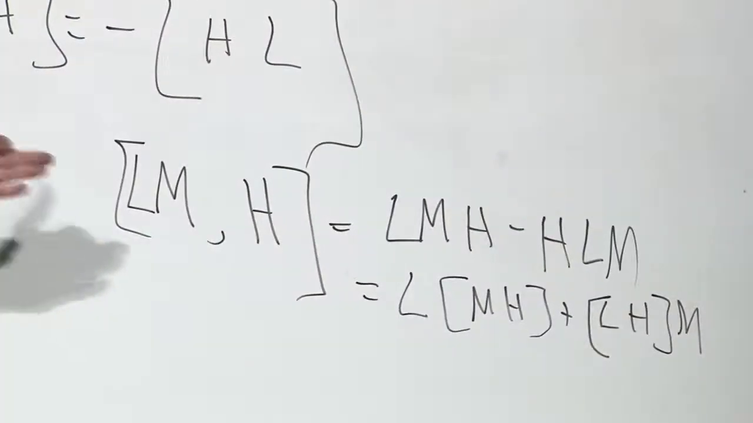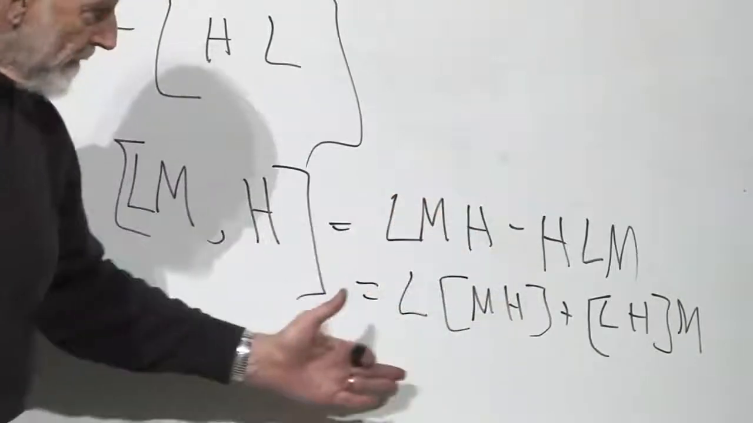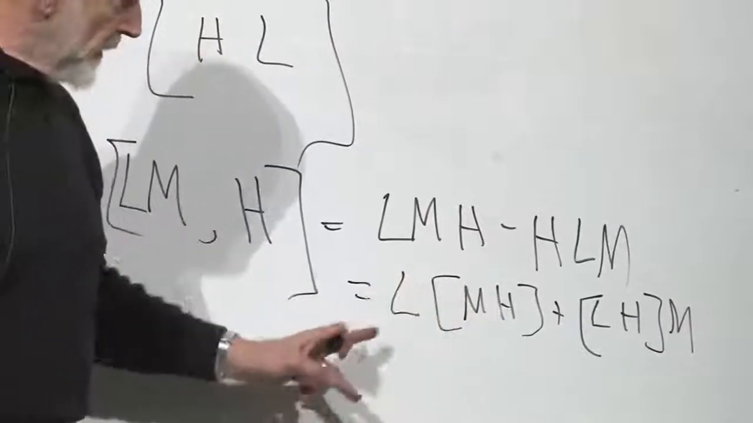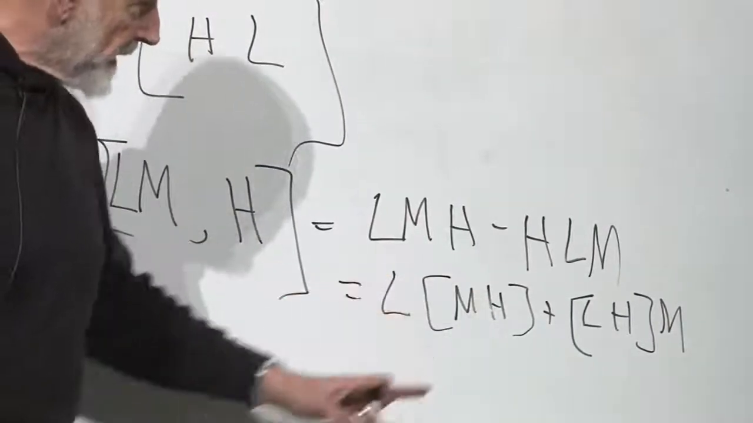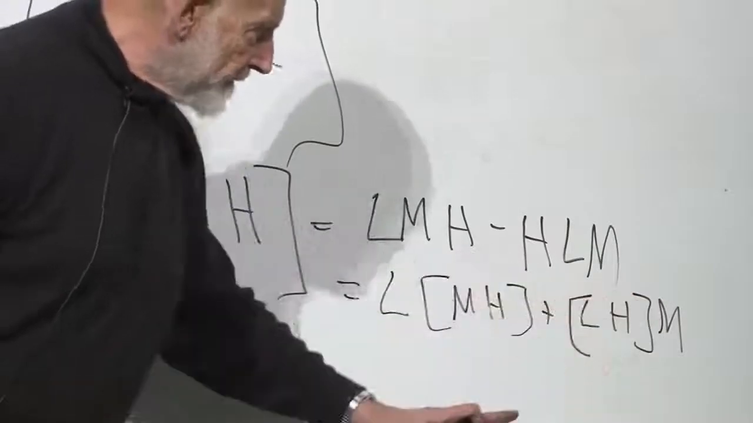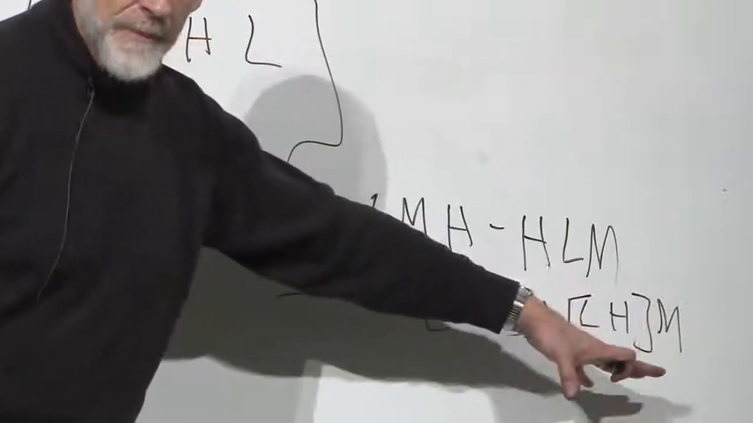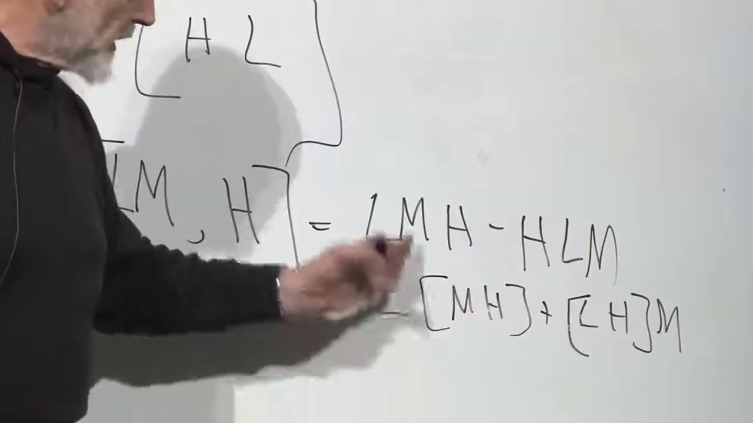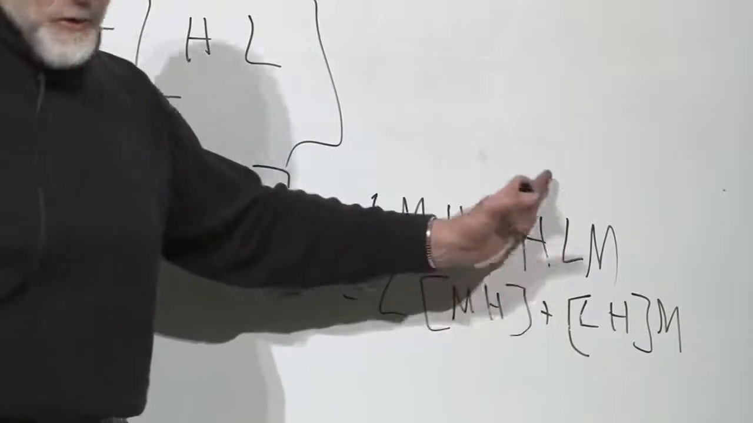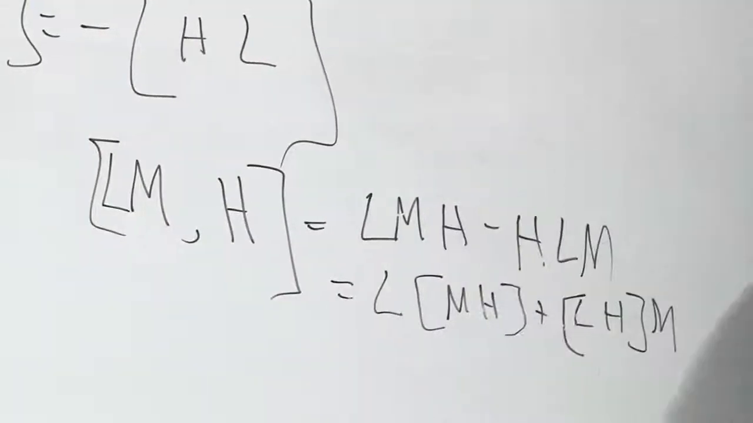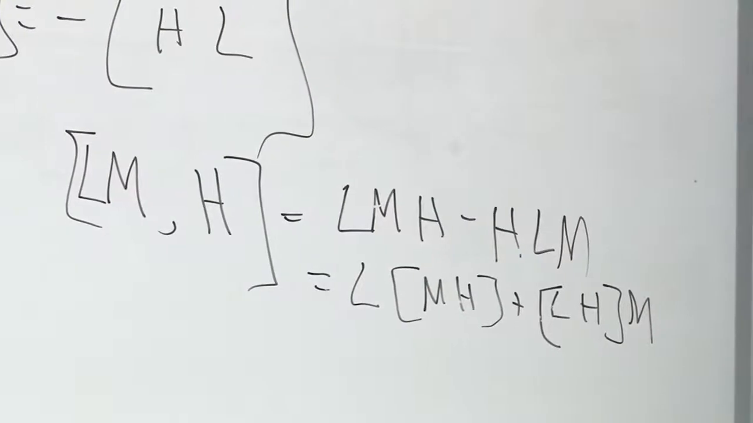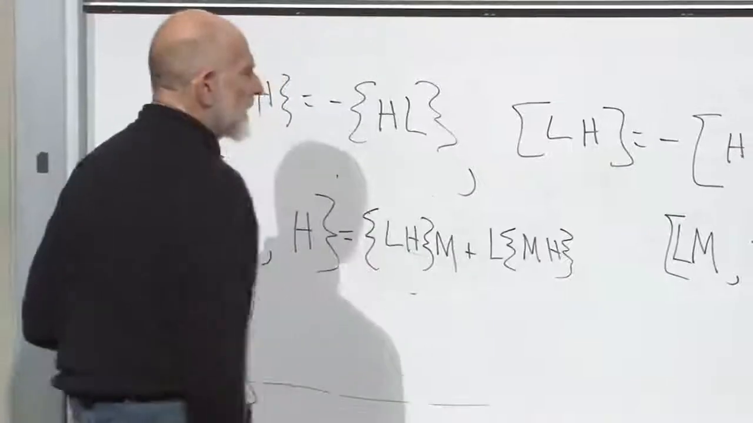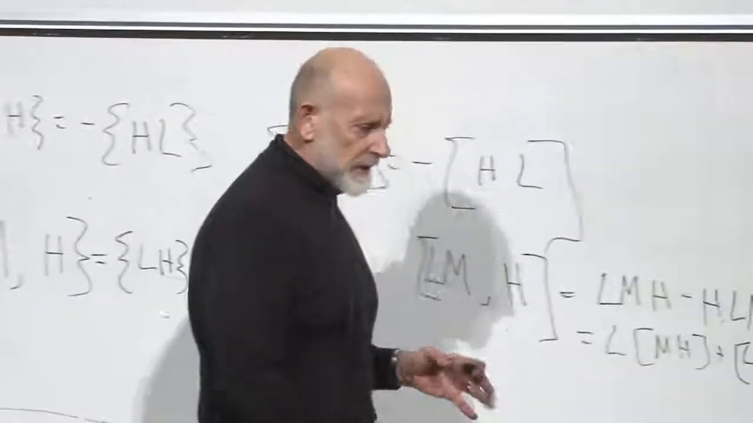The way to do this is just write LMH minus HLM and then write out these terms. This is LMH minus LHM plus LHM minus HLM. Four terms here. Two will cancel in pairs, and you'll just get this back. It's a one-step thing, a really easy thing. Okay, so you begin to see some pattern that Poisson brackets and commutators must somehow be closely related.